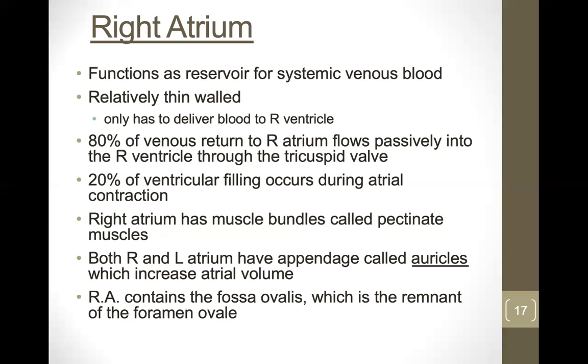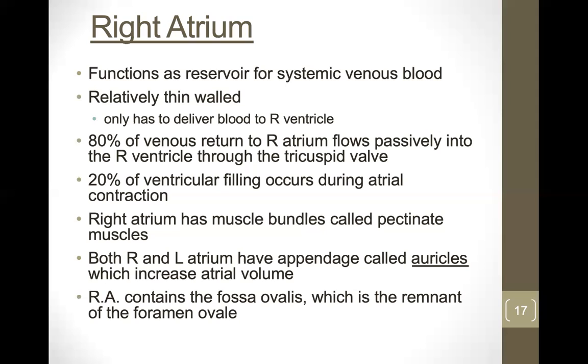Both the right and the left atrium have this little outcropping called an auricle, which means ear, and all it acts as is a reserve tank. It's like a backup tank, so if a lot of blood is coming back into the heart, it can inflate that little area to hold more volume of blood as it's coming through. The right atrium also contains what's called the fossa ovalis, which is the remnant of an opening between the right atrium and left atrium from when we were in our mom's womb.